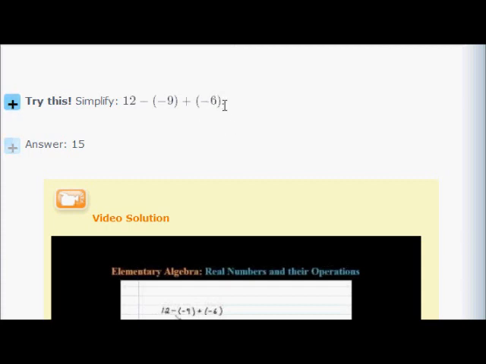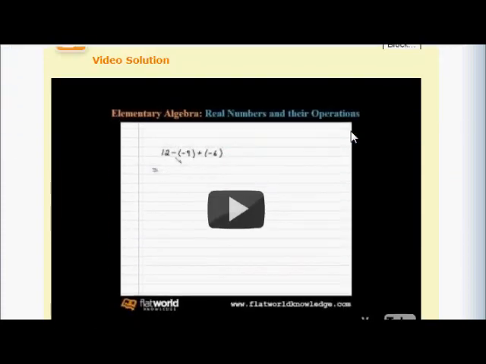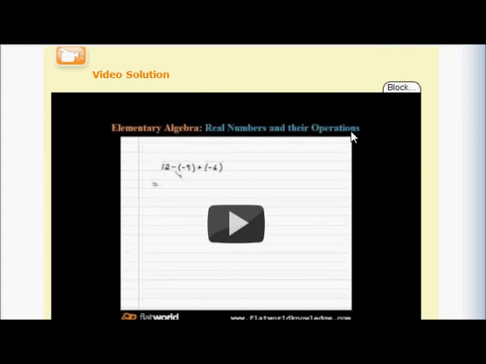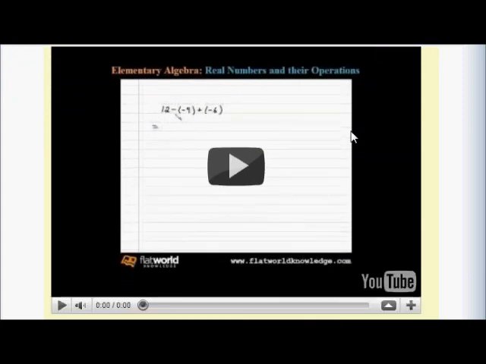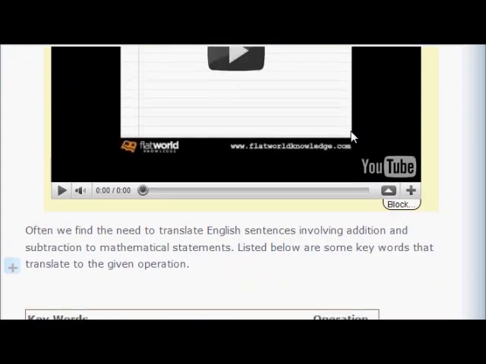Adding a negative number is the same as subtracting the opposite of that negative number, which is positive 6. So we're going to subtract positive 6 from, what was this? 21. 21 minus 6 is 15. You have 21 spots on the right, and then you move 6 spots to the left, you end up at the 15 mark. Okay?